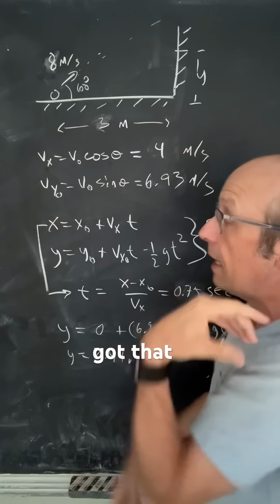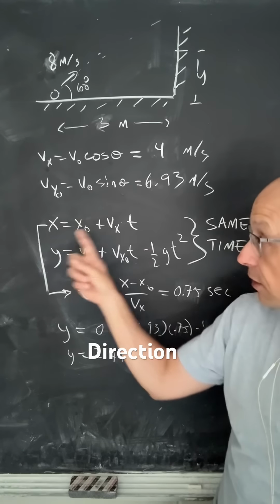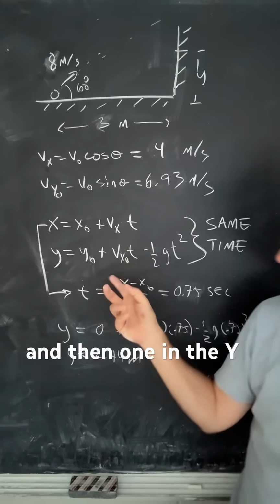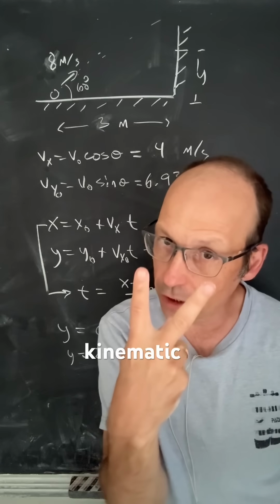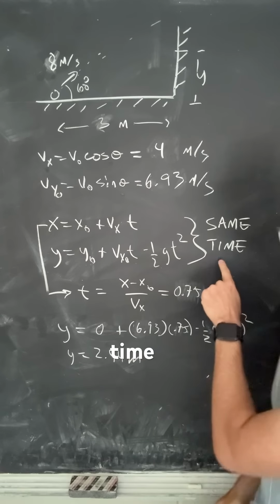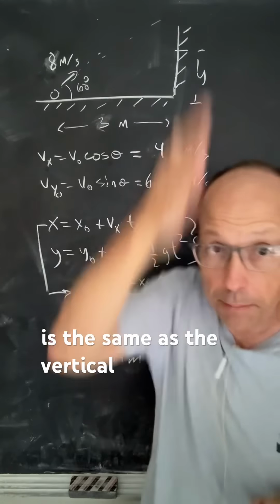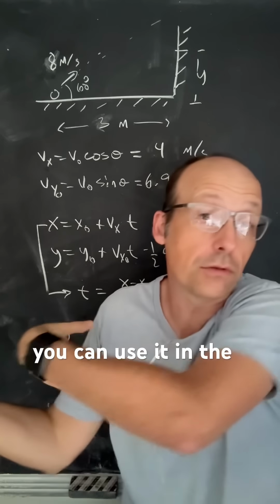Okay, got that. Now I have two kinematic equations. I have one for the x direction with 0 acceleration. It doesn't accelerate in the x direction. And then one in the y direction with an acceleration of negative g. So you have those two kinematic equations. Those two kinematic equations have the same time. Whatever the motion takes in the horizontal axis is the same as the vertical axis. So if you can solve the time for one of those situations, you can use it in the other situation.